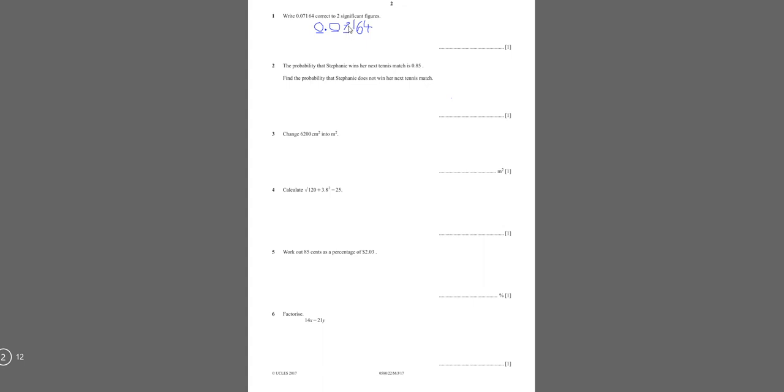This 7 is the first significant figure we come across. This 1 is the second significant figure. So our answer could be 0.071. However, because this value here is 5 or greater, the 1 here is rounded up. So our final answer will be 0.072.